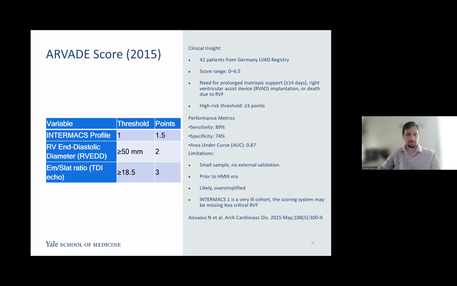The performance metrics, as they evaluated it, showed a sensitivity of 89% with a specificity of 74% in predicting those things, with an area under the curve of 0.87. Obviously, limits were that it's a small sample size, still heavily the pre-HeartMate 3 era, and likely a little bit of an oversimplification of the situation, and also the INTERMACS 1 representation within this score system was extremely high.